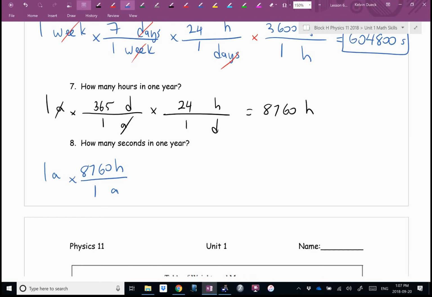I don't have that. What do we want to end up with? Seconds? Do we know how many seconds there are in an hour? We do.